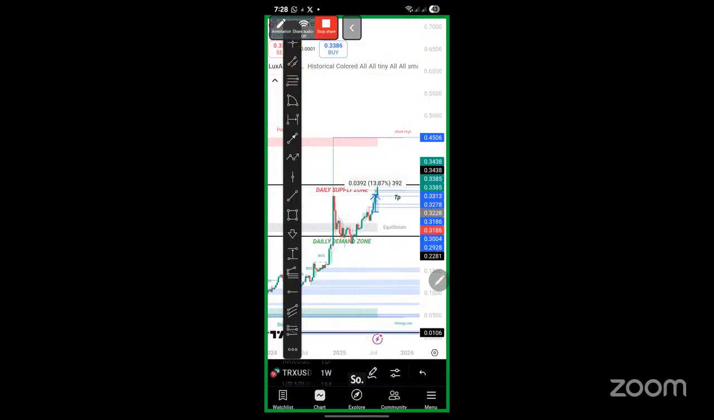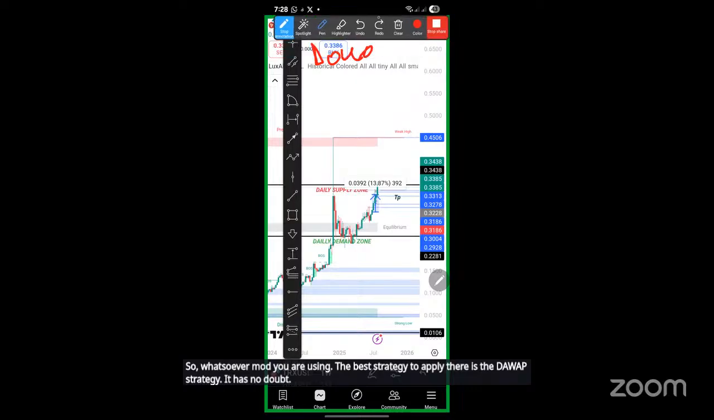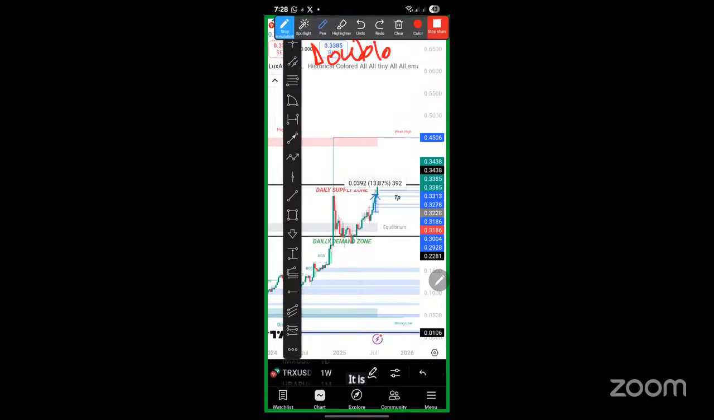So whatsoever mode you are using, the best strategy to apply there is the double up strategy. It has no doubt. That's what I was talking about, the double up strategy.